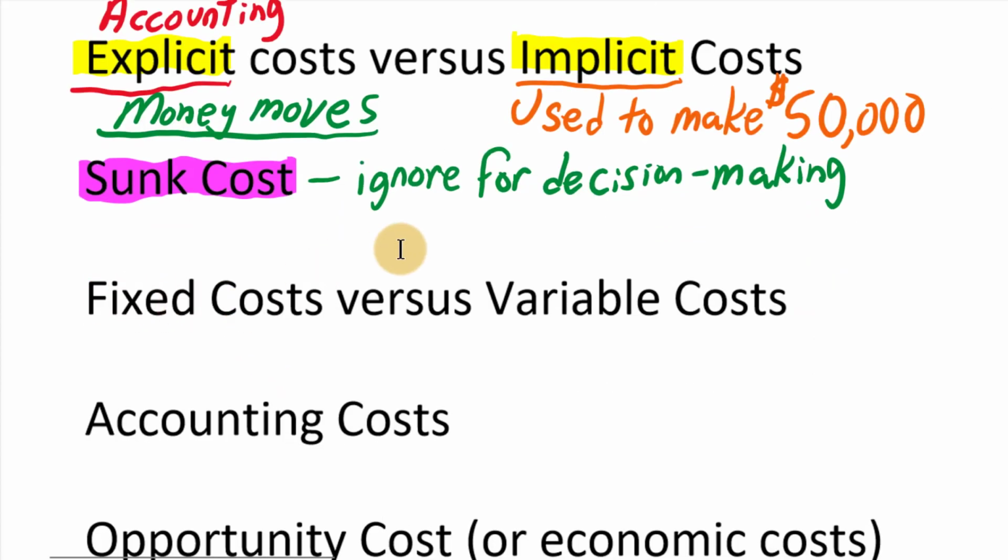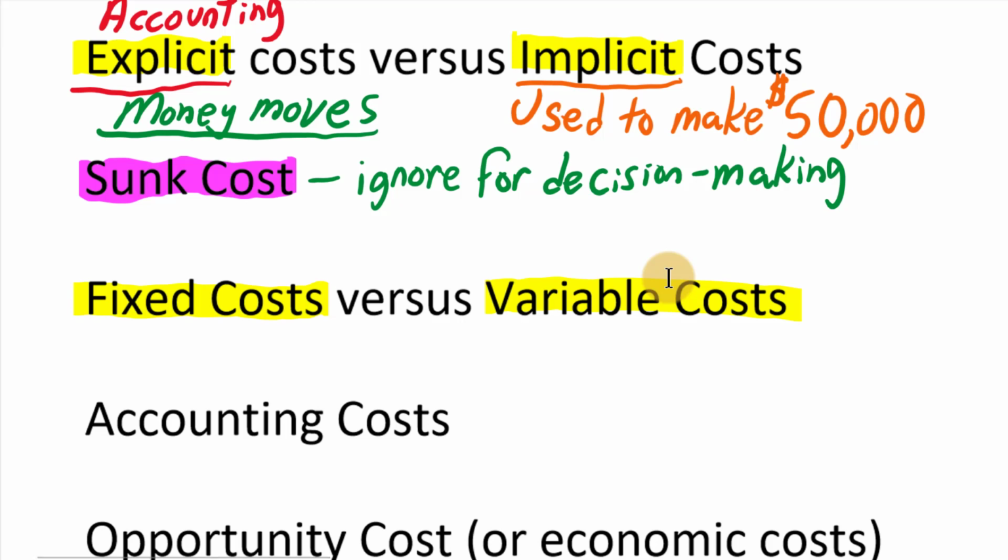All right, what about fixed costs versus variable costs? This is another way to break costs into two different categories. Explicit versus implicit is one way to look at it. A very different way to categorize costs, fixed versus variable. A variable cost is anything that costs you more as you produce more units of a good. A fixed cost is anything that does not cost more as you produce more units of a good.